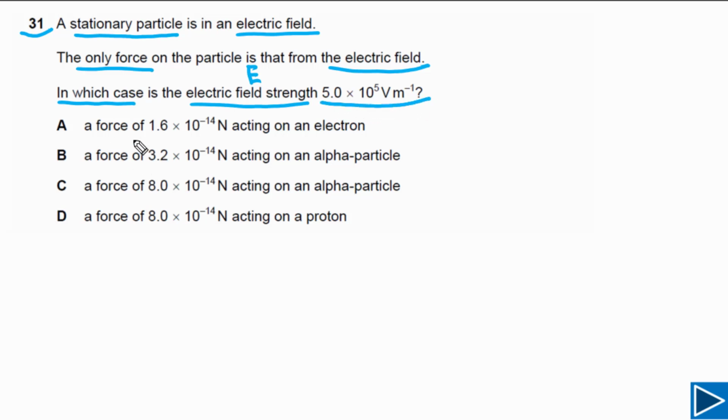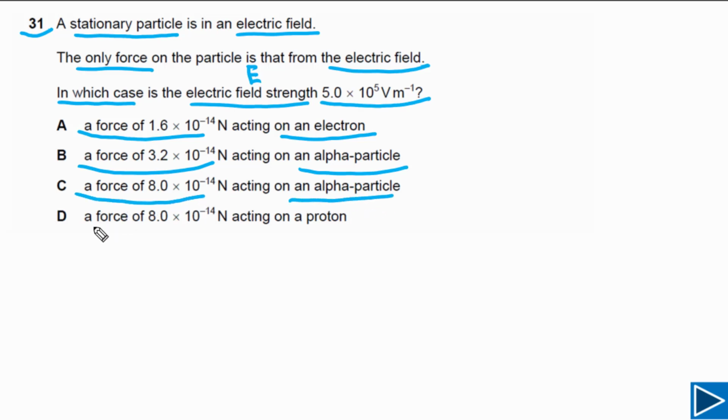If you look at the options, for each option the force on the particle is given and the type of particle is also given. So this is true for all options. You can see force is given, particle is given. For C, force is given and particle is given. Again, force is given and the type of particle in the field is also given.